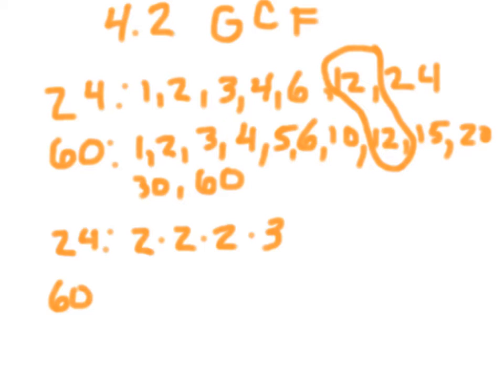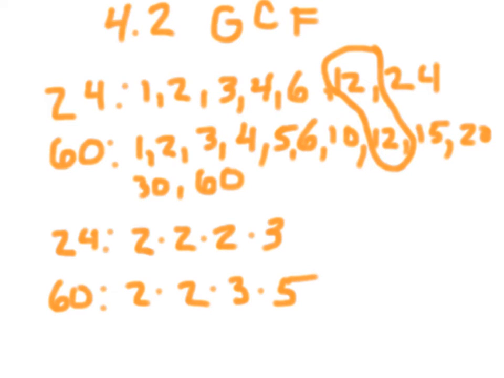Okay, then I can also see that 60 can be broken down. Let's try 12 times 5. I know we can break 12 down into 4 times 3, so let's break that down into 2 times 2 times 3 times 5. Okay, those are all now prime numbers. I can't go any farther with those.